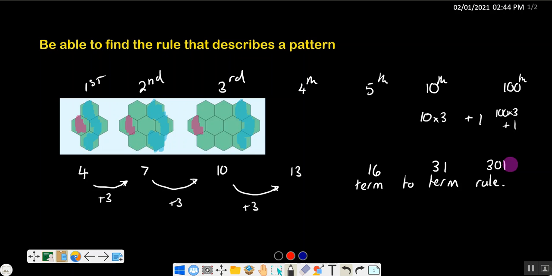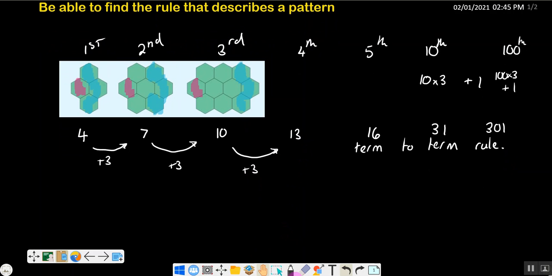You've basically done everything we need to do, but we need to sum it up and bring it together. So, what we're going to do is write what's called a rule for this pattern, okay? But it's not going to be a term-to-term rule, it's going to be what we call a general rule that helps me find any term from its position. And the rule for this particular one is 3n plus 1.